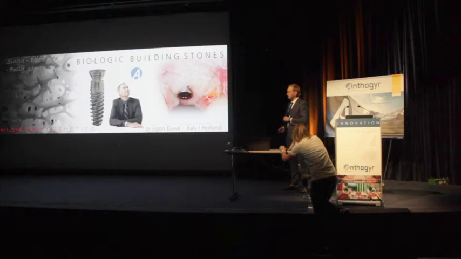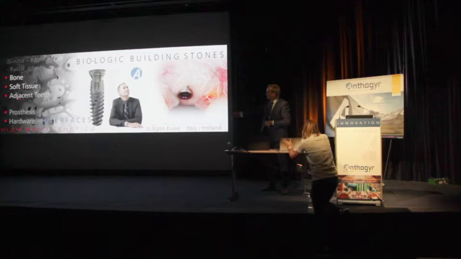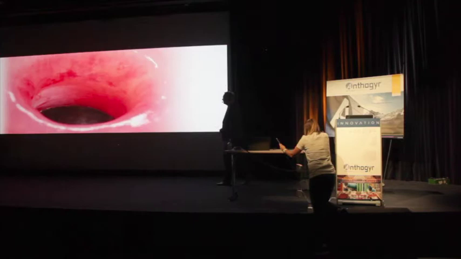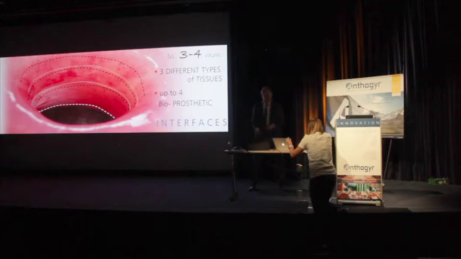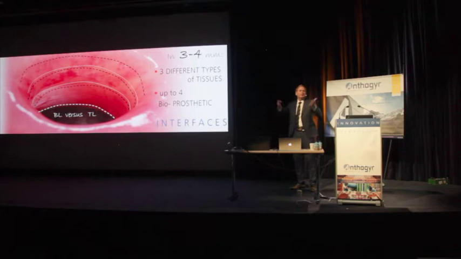Beside the implant, we have the bone and the soft tissue, and I try to obtain high-end aesthetic work. So we work with bone, soft tissue, adjacent teeth also. The prosthesis is important. Hardware, but also the interfaces. In this pink part, we have in 3 to 4 millimeters, 3 different types of tissues and up to 4 bioprosthetic interfaces. So it's really important to realize how can we divide and how can we develop our emergence profile within this few millimeter space we have.